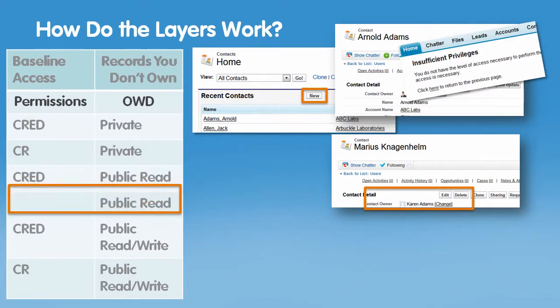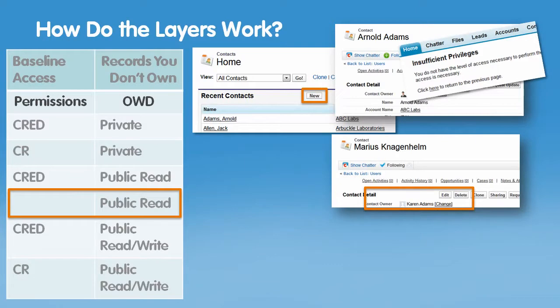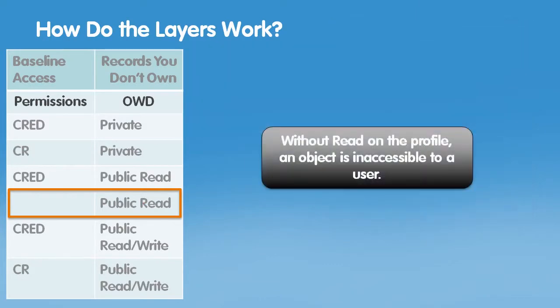If we leave the org-wide default the same and remove all object permissions, even read, then Karen will not be able to view any contact records anywhere in the system, nor can she find them by searching or through reports. Remember, org-wide defaults can never grant users more access than they have through their object permissions.